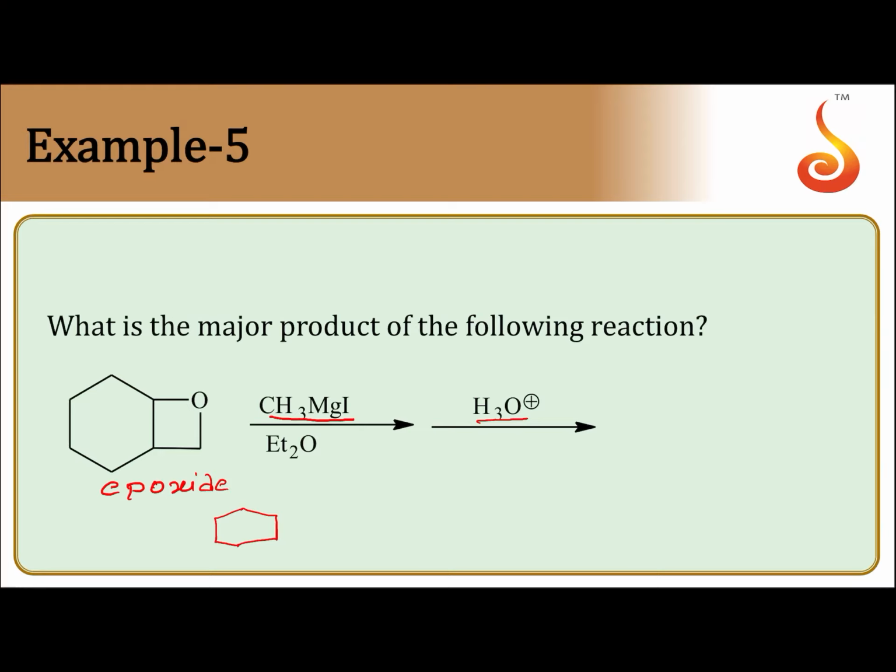So what is the product obtained here? This is the compound. This reacts with Grignard's reagent to form OMgI and CH2CH3. This CH3 is the R of Grignard's reagent.